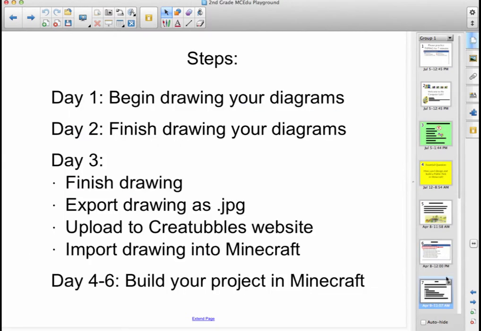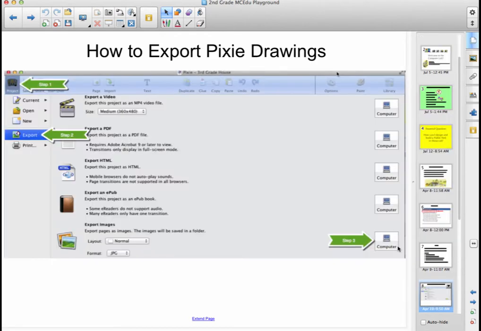And then here is our sequence of events. It's a 6-day project, so I see students for 3 days and then I don't see them again for 15 more days because we have 6 classes. So it's a 3-day rotation in our school. So we spent the first 3 days drawing diagrams and exporting them into the Creatubbles website. And then they come back a second round 15 days later and they start building their project in Minecraft.